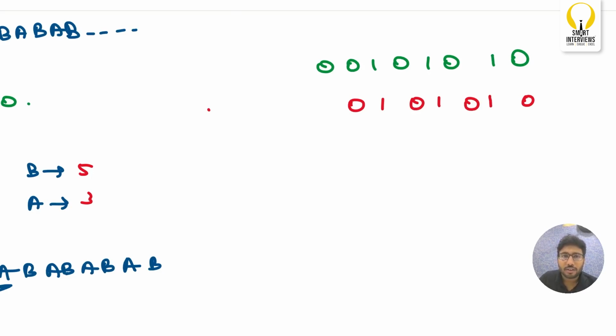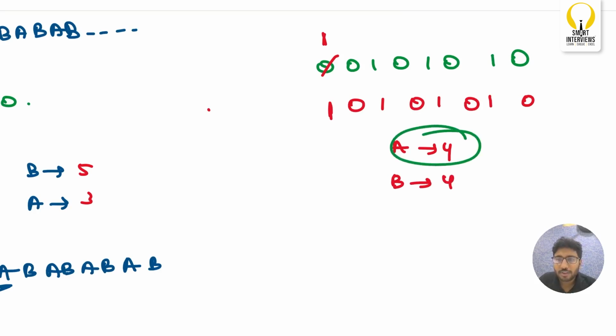So Alice will win. But if Bob changes this to 1, we'll have a 1 over here. So the number of turns required by Alice will be 4 and the number of turns required by Bob will be 4. But even in this case, can I say Alice will win? Because she will be starting first, so she will win. Because we have the order something like this A, B, and so on. So Alice will complete first and she will win.